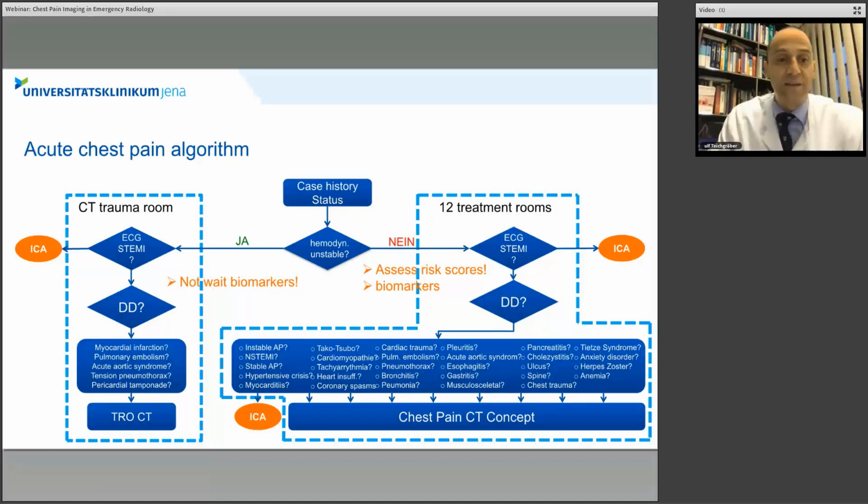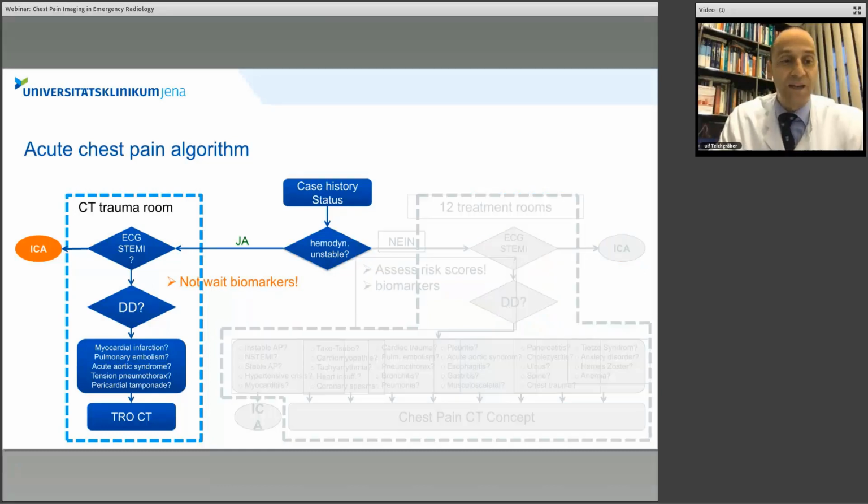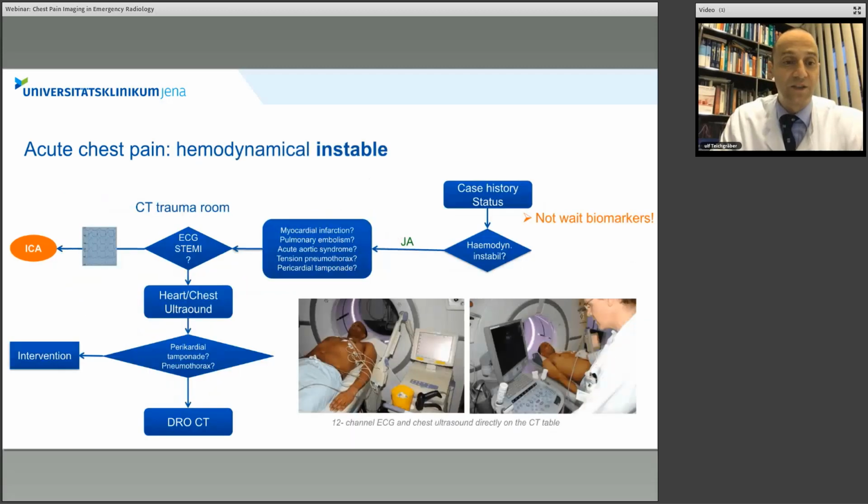So for the unstable situation, the algorithm looks quite easy, and this is what I would like to show you first. You have an unstable patient. There is no time in an unstable patient to look for biomarkers or laboratory results. You have to have a very quick imaging or diagnostic decision.